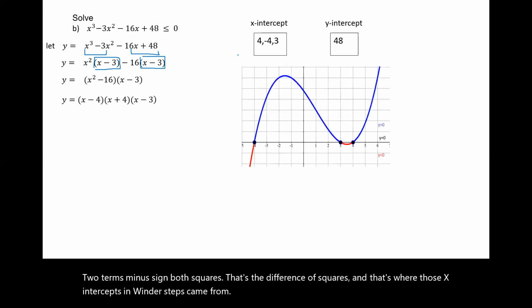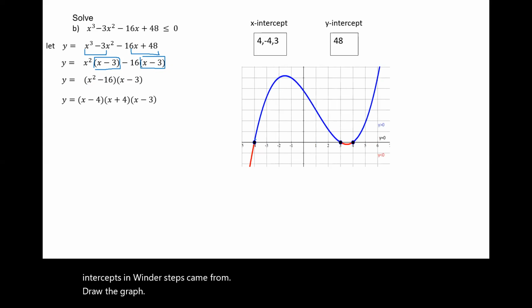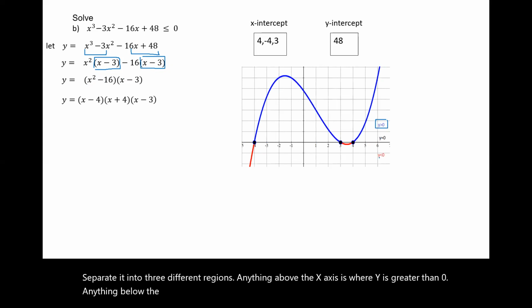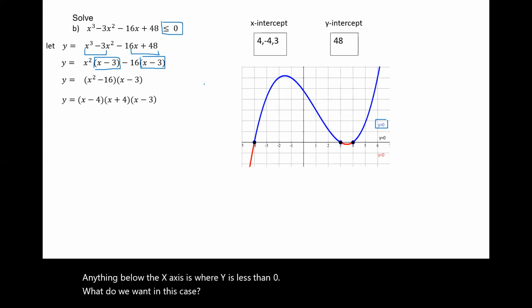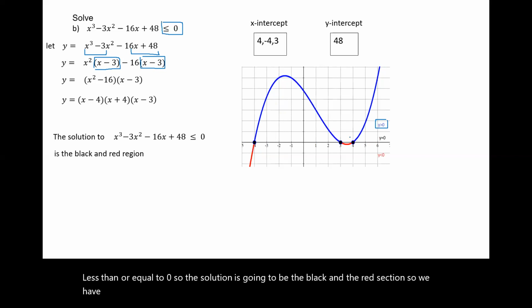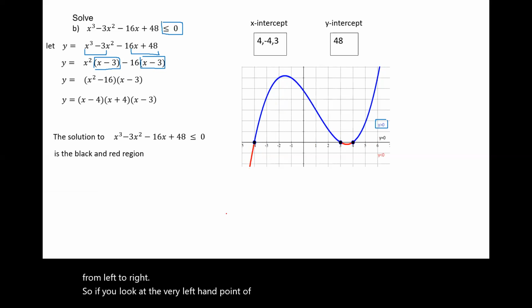Draw the graph. Separate it into 3 different regions. Anything above the x-axis is where y is greater than 0. Anything below the x-axis is where y is less than 0. What do we want in this case? Less than or equal to 0. So the solution is going to be the black and the red section. So we have to describe this section and this one. And remember, your goal is to describe this going from left to right. So if you look at the very left-hand point of that, where is it? Looks like it goes on forever. So that one would start at minus infinity.